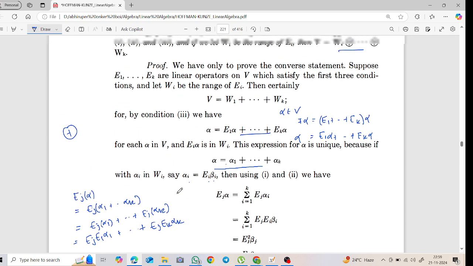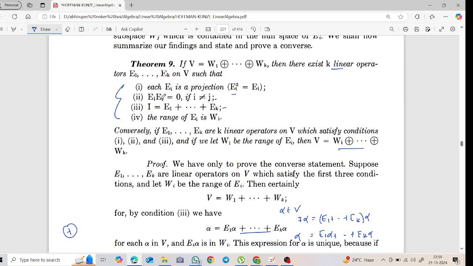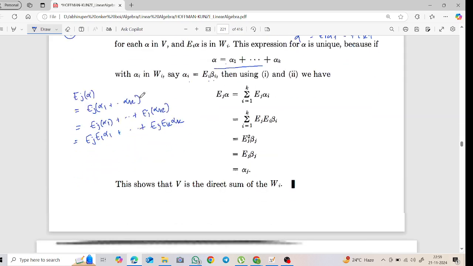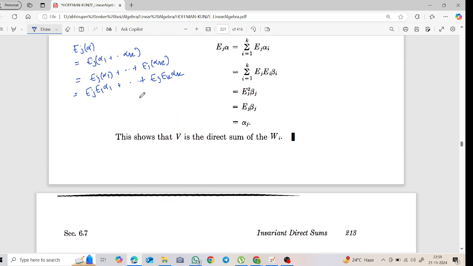But you see, they satisfy this, right? Ei Ej is 0. Thus, the only surviving term will be Ej squared beta j, which is alpha j, because Ej squared is Ej. This shows that V is the direct sum of the ranges Wi.